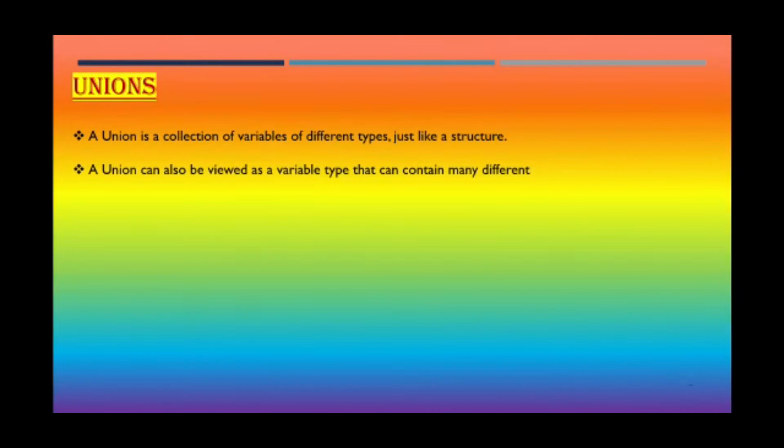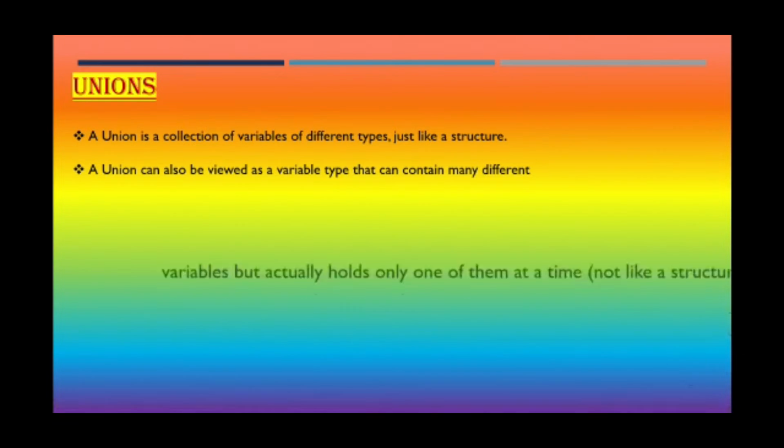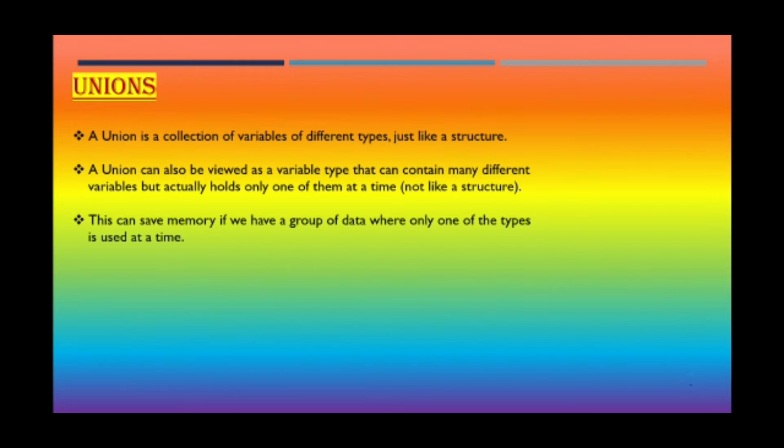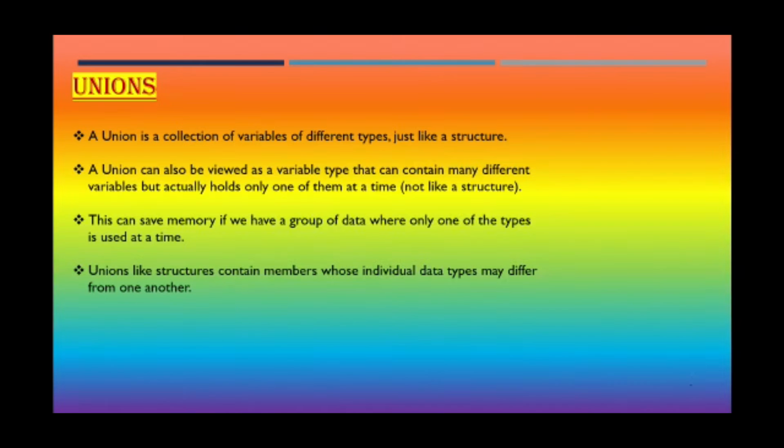Unions. A union is a collection of variables of different types, just like a structure. A union can also be viewed as a variable type that can contain many different variables but actually hold only one of them at a time. This can save memory if we have a group of data where only one type is used at a time.